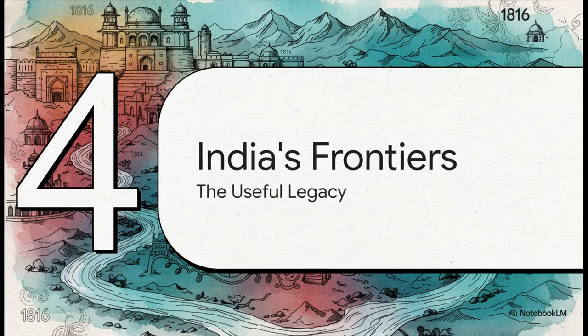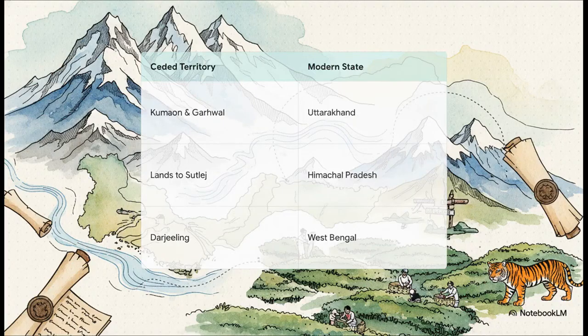Let's look at how this impacts us today in Section 4, Forging Modern India's Frontiers, the Useful Legacy. This is where things get super relevant for modern India. Massive, absolutely beautiful portions of India's strategic northern states were directly integrated because of this very treaty. When Nepal ceded Kumaon and Garhwal, those specific lands became the bedrock foundation for the modern Indian state of Uttarakhand.